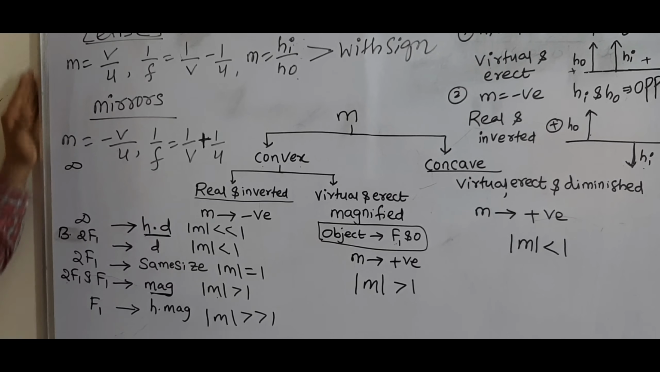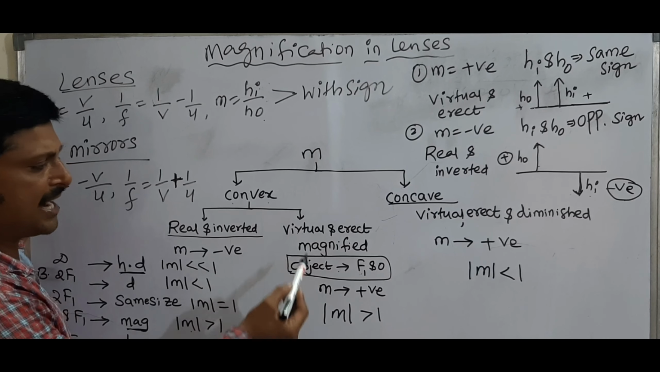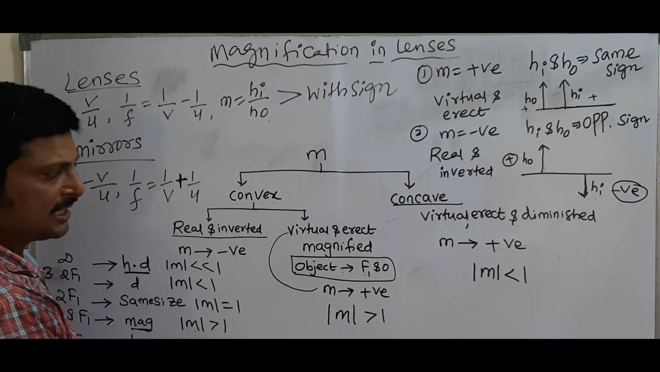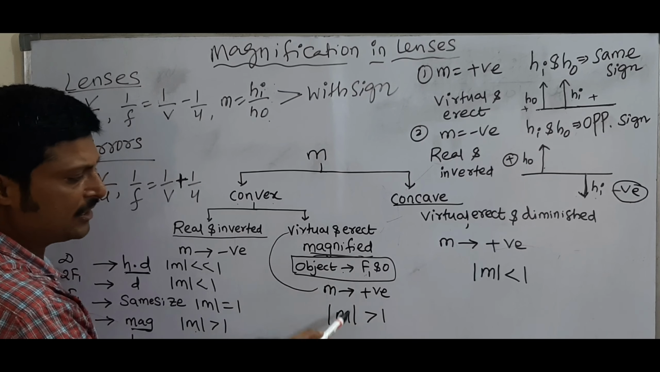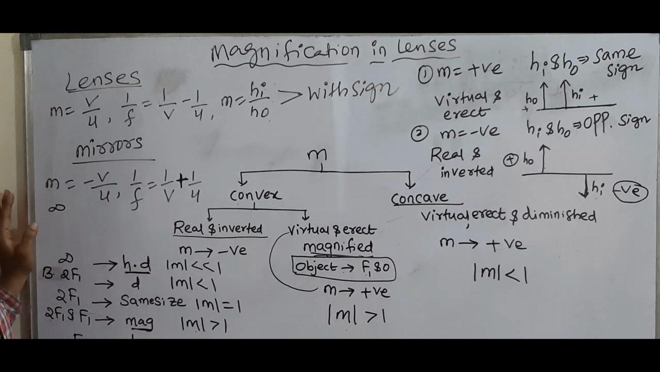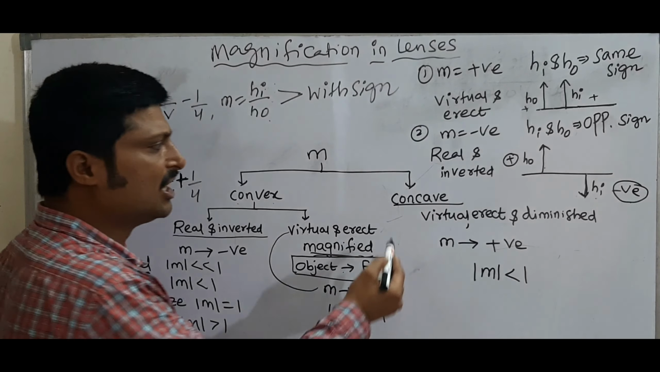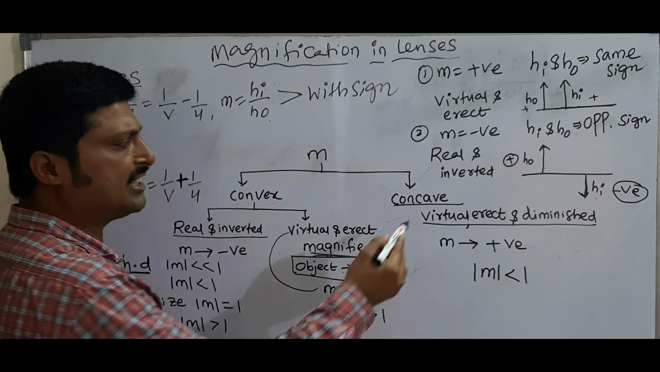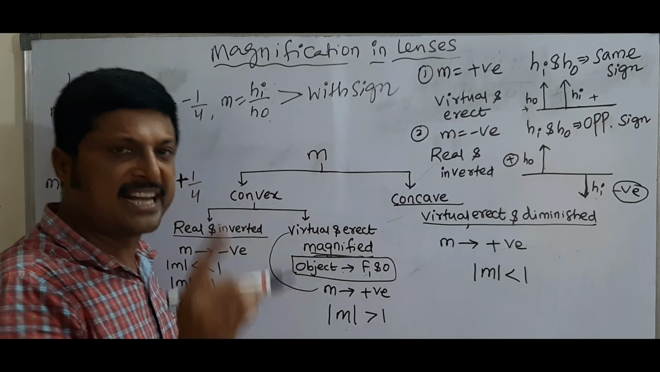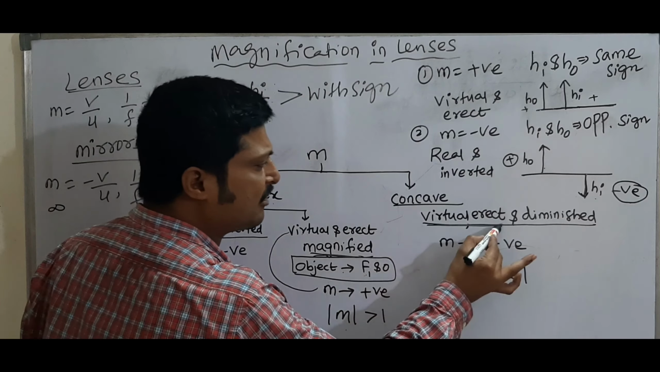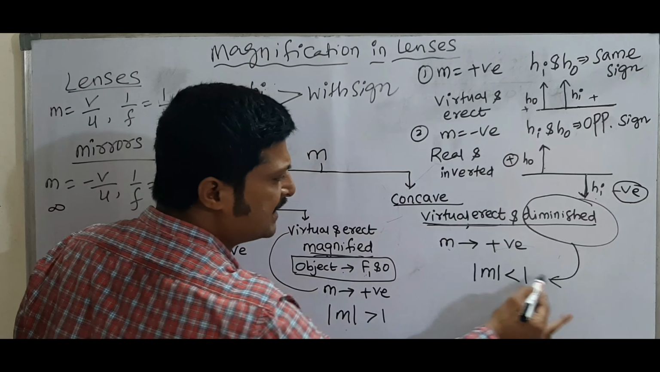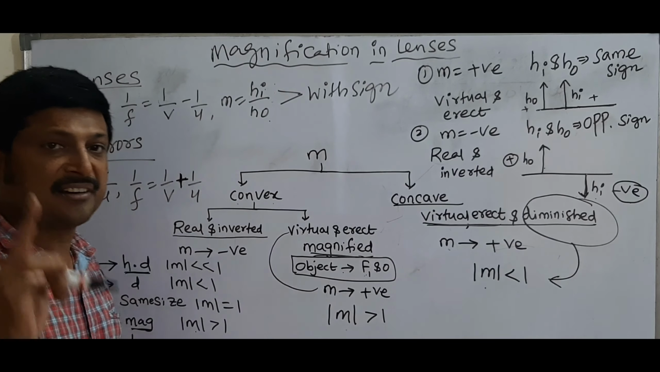Here, when the object is between f1 and O, the image is virtual, erect and magnified. So virtual and erect means magnification is positive and image is magnified. So magnification is greater than 1. Next here, concave lens. Concave lens always in all cases forms virtual, erect and diminished image. So virtual erect means magnification is positive, and diminished means magnification is less than 1.